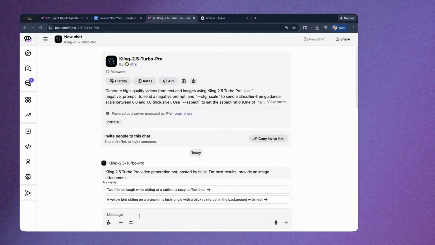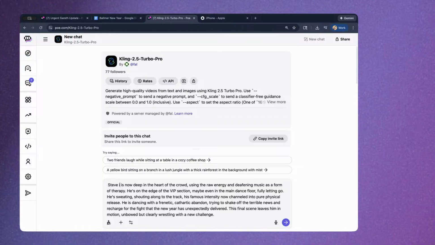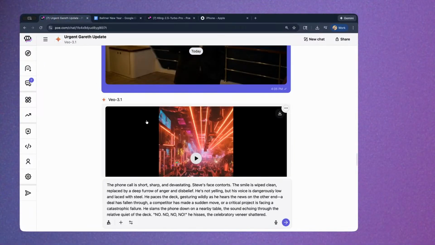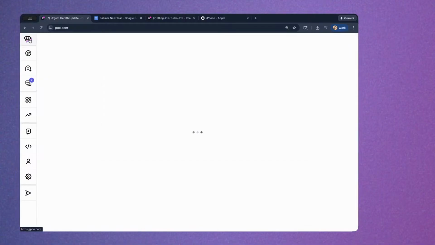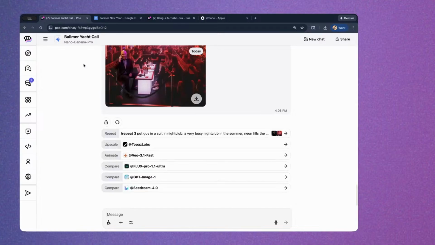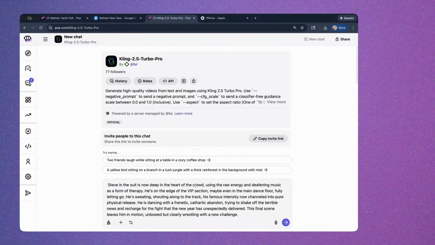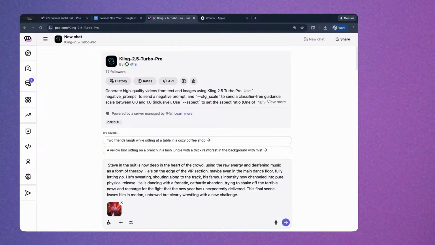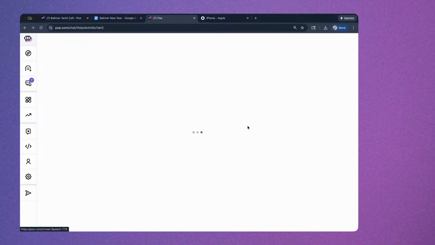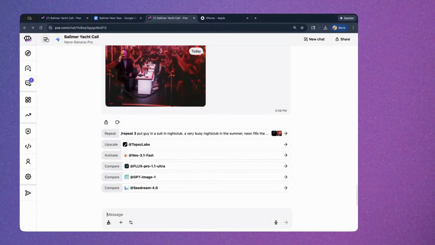Let's try Kling's in here too. Steve in the suit. Let's go here, go to history, take this. See how Kling does. Then let's also do another one.